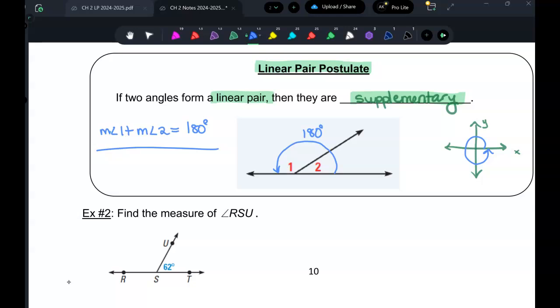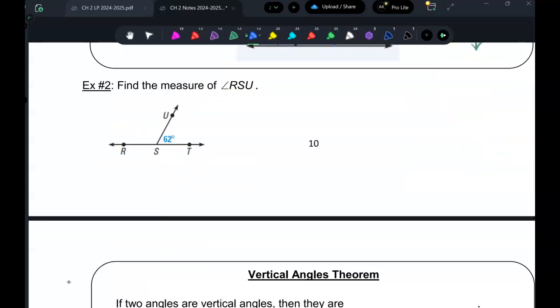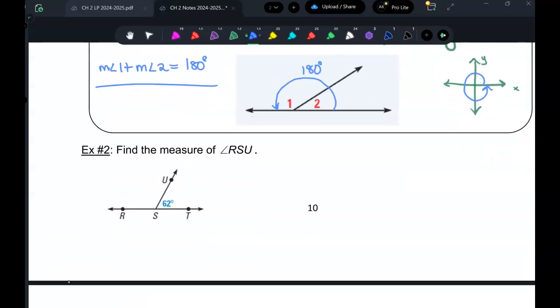Avery, you have a question? So they always do 180? Yes, always 180. Okay, so let's take a look at example 2.